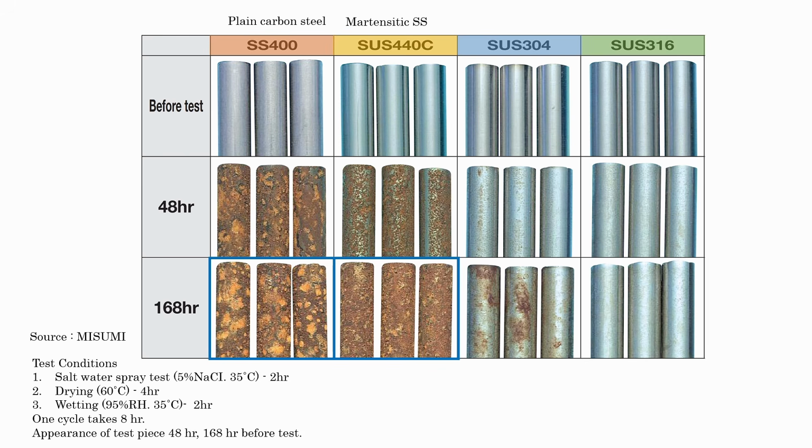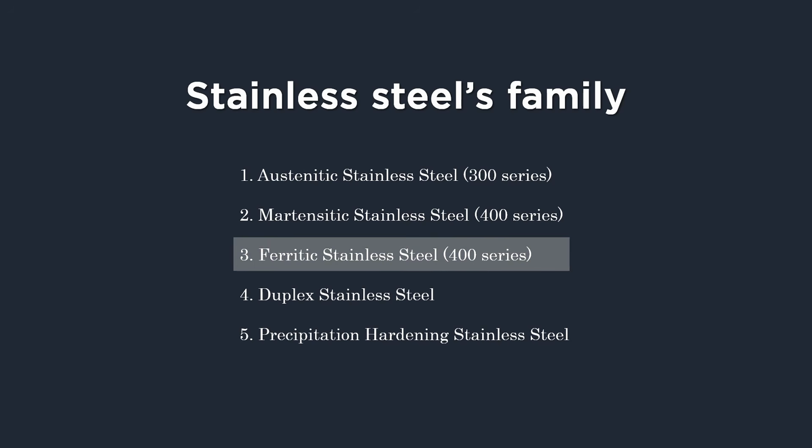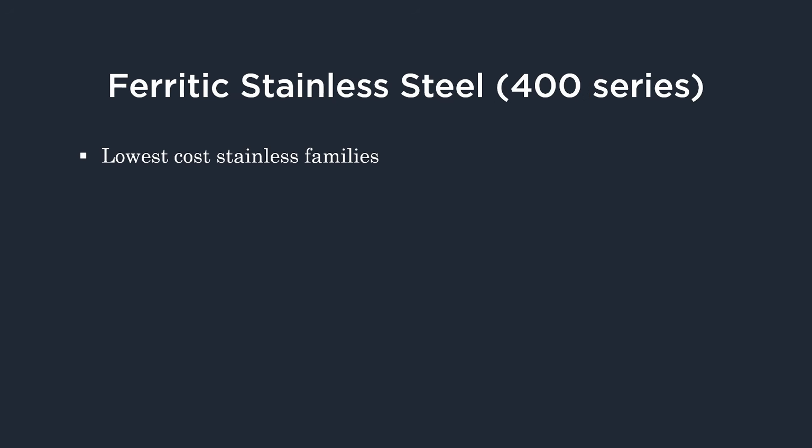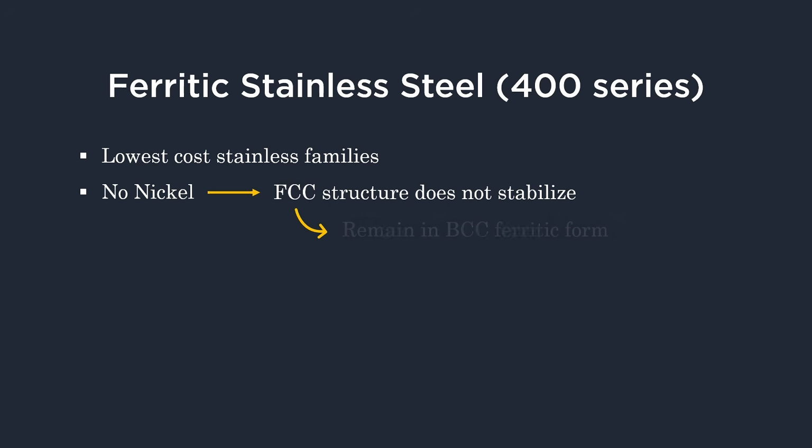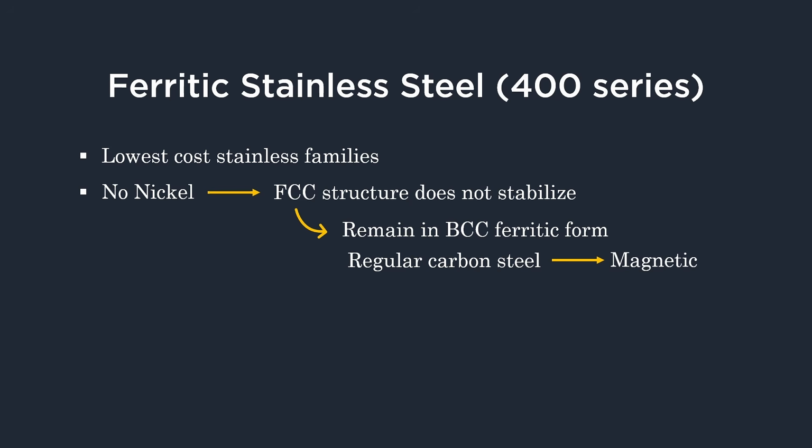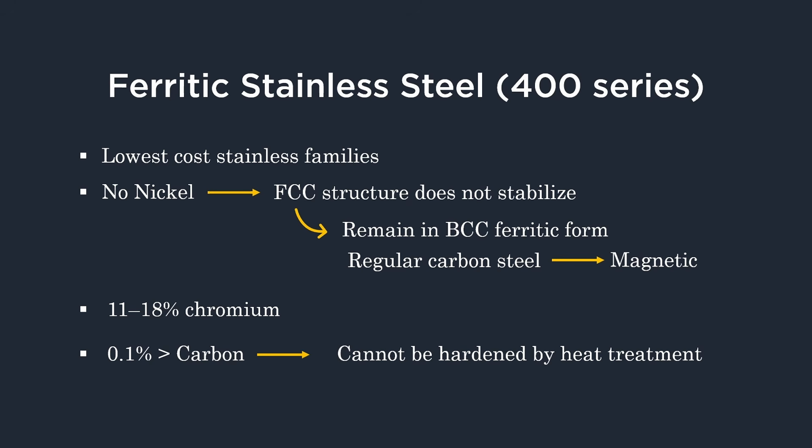Now next is ferritic stainless steel, one of the lowest cost stainless steel families, mainly because it contains no nickel. And since there is no nickel, the FCC structure does not stabilize. So these steels remain in BCC ferrite form, just like regular carbon steel. And because of that, they are magnetic. The ferrite grades contain typically 11 to 18% chromium and very low carbon, usually 0.1%. So they cannot be hardened by heat treatment.